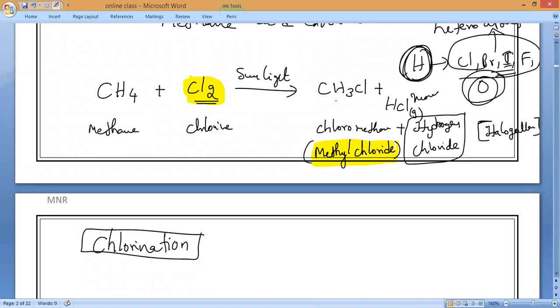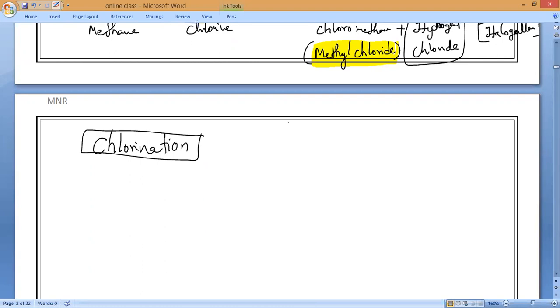How many hydrogens are replaced? Single hydrogen. Now, I can replace 2 hydrogens, I can replace 3 hydrogens, I can replace 4 hydrogens also. You can see. Now, CH4, I will draw the structure.